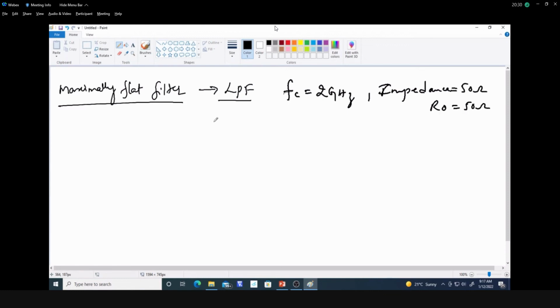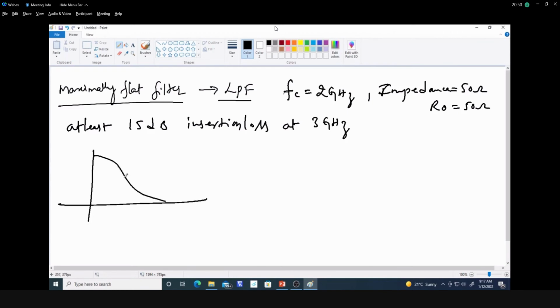Then the condition is at least 15 dB insertion loss at 3 gigahertz. So we have a frequency response like this, the maximally flat filter. We have the cutoff frequency of 2 gigahertz here, and at 3 gigahertz we need to get the attenuation or insertion loss of at least minimum 15 dB, that is minus 15 dB. Generally we say 15 dB, this is at 3 gigahertz. This is the requirement.